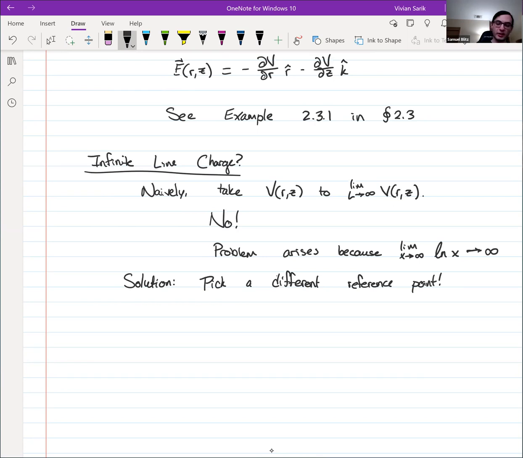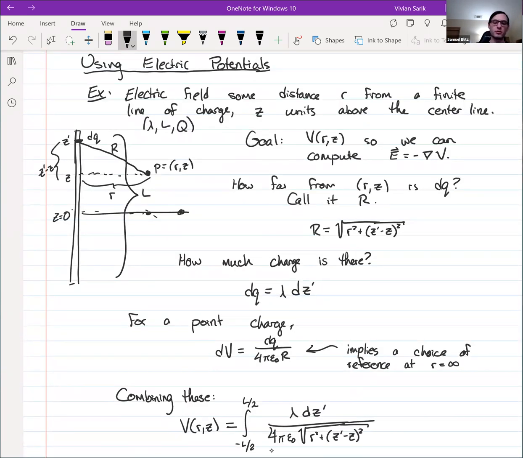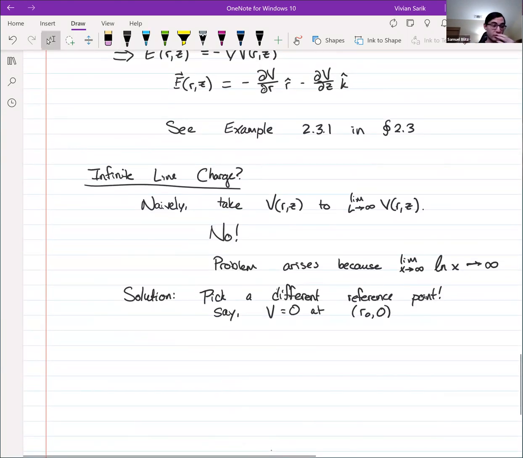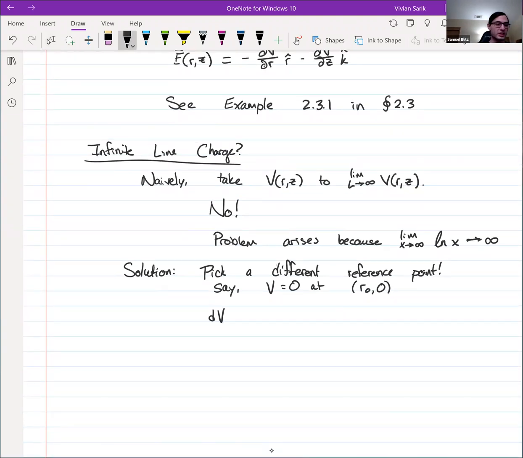So let's say we want that v equals 0 at the position r0 and 0. So we just want to call it 0 there. We can just choose that. It's just an arbitrary choice. It doesn't actually matter. So let's do that. In that case, dv becomes dq over 4 pi epsilon naught r minus dq over 4 pi epsilon naught r0, where r0 is the distance to that point. It would be the square root of r naught squared plus z prime squared.